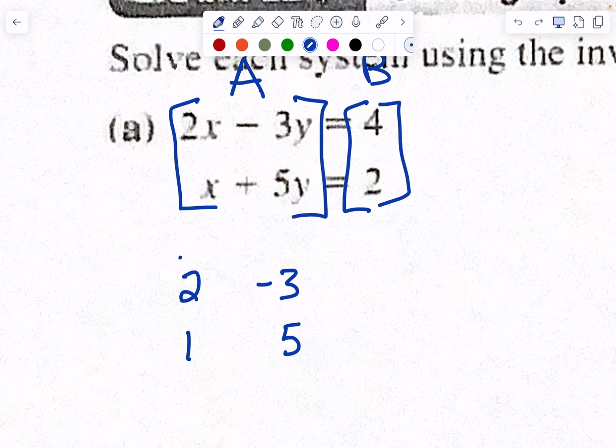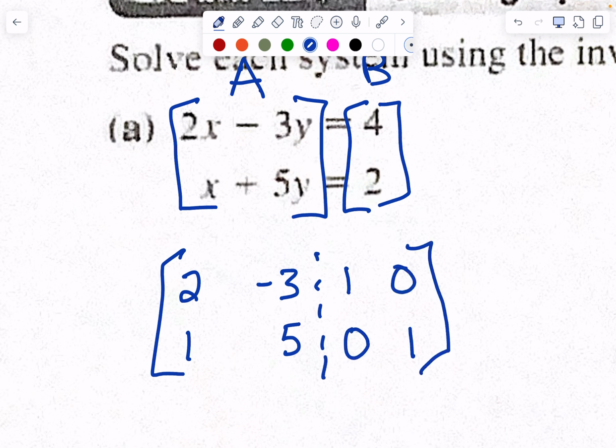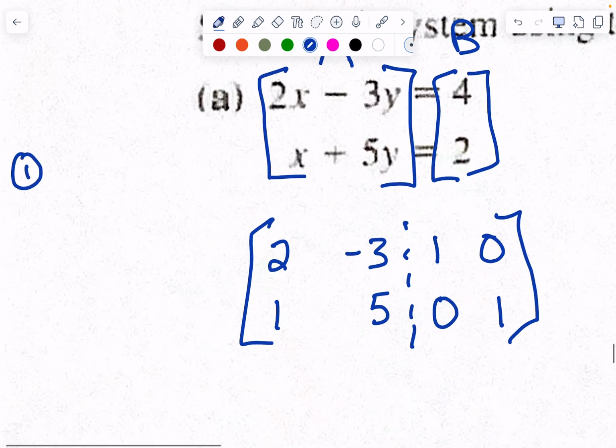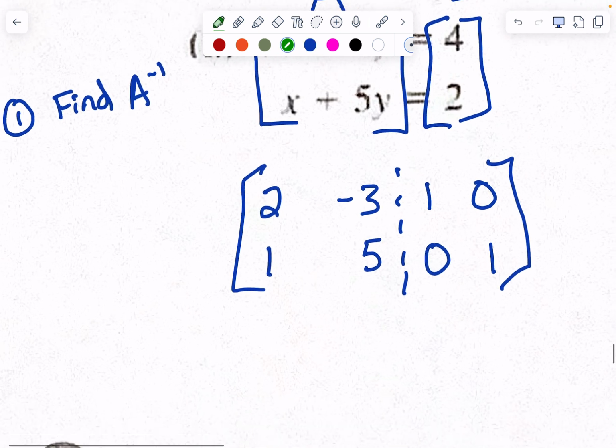I'm going to take A and augment it with the identity matrix, so 1, 0, 0, 1, all that stuff. That's what I'm going to do with A, and I'm going to find A inverse. So step number 1 is find A inverse. I have to do the reduced row echelon stuff to find the inverse. So here it is now.